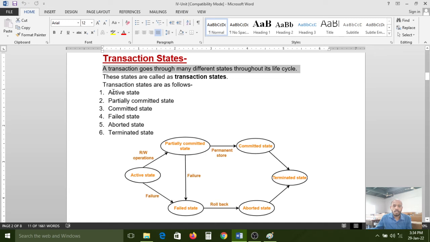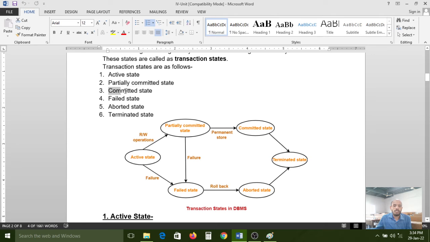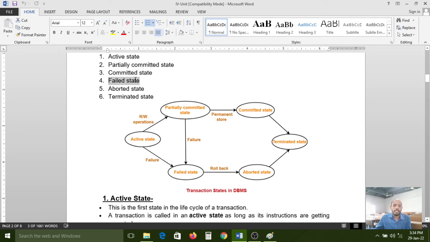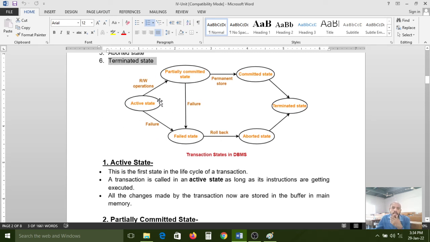The first state is the active state. Second is the partially committed state. Third is the committed state. Fourth is the failed state. Fifth is the aborted state. Sixth is the terminated state. Here I have given one diagram for you to understand. Carefully observe. When we initialize a transaction and want to do any operation, the transaction needs to be assigned these states: active, partially committed, failed, committed, aborted, and terminated.